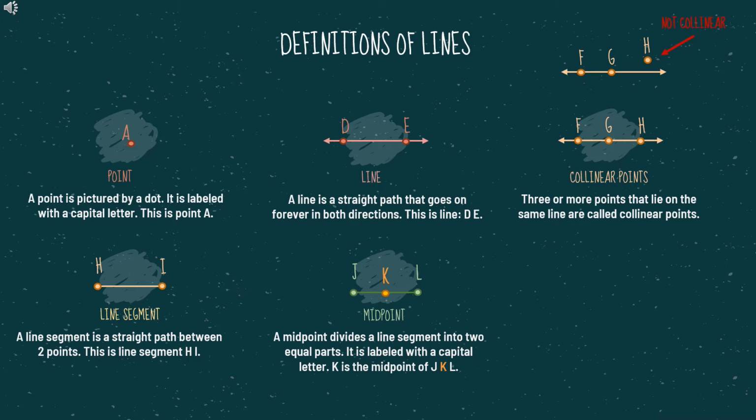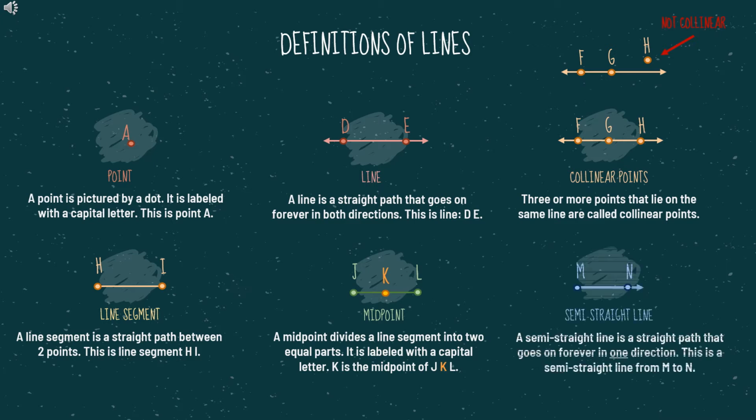Let's have a look at the midpoint. A midpoint divides a line segment into 2 equal parts. It is labeled with a capital letter. As you can see, K is the midpoint of JKL. Can you see how the dot is right in the middle of J and L? That is the midpoint of a line.